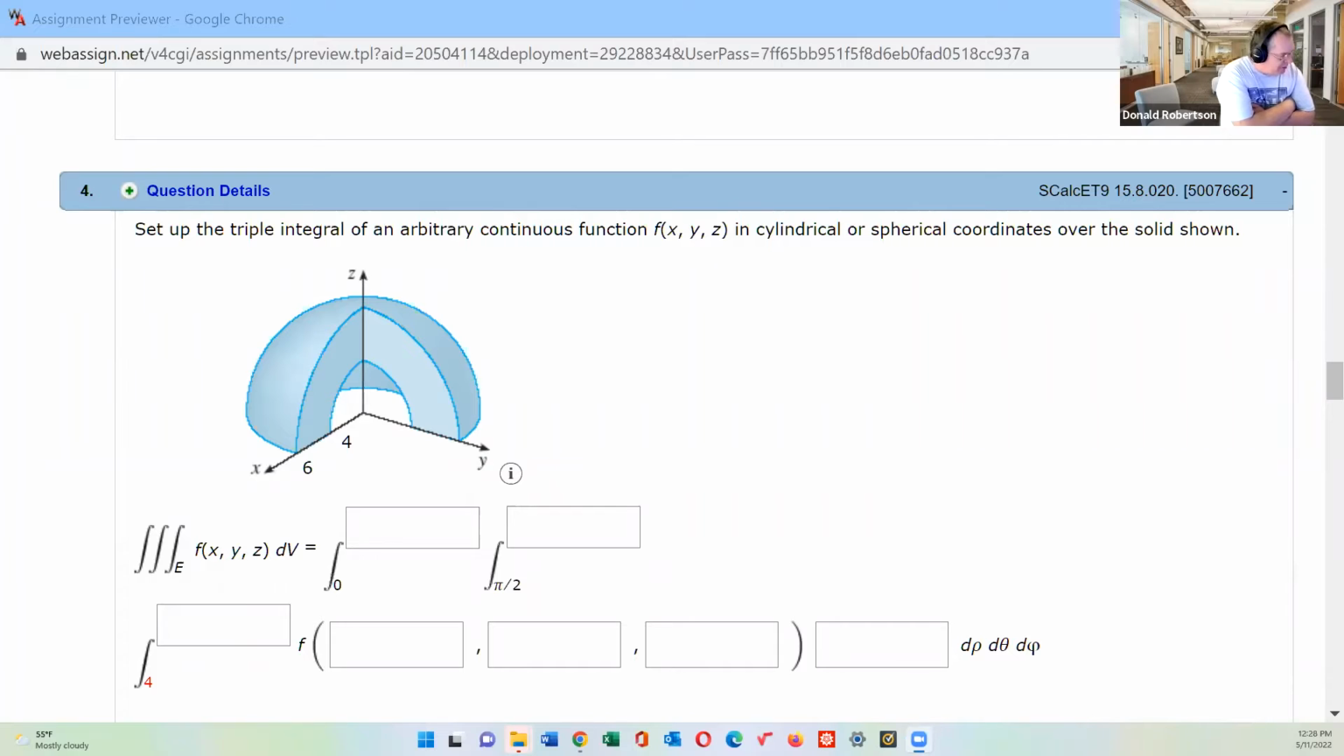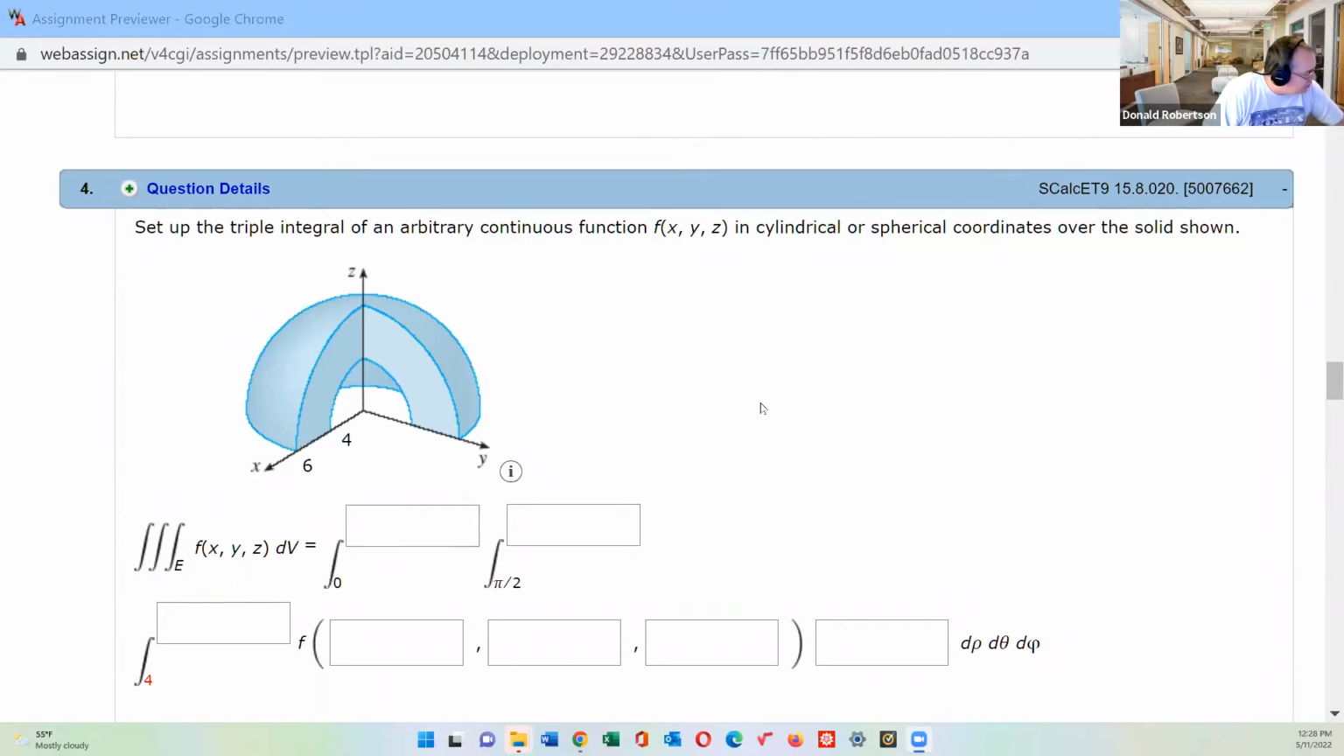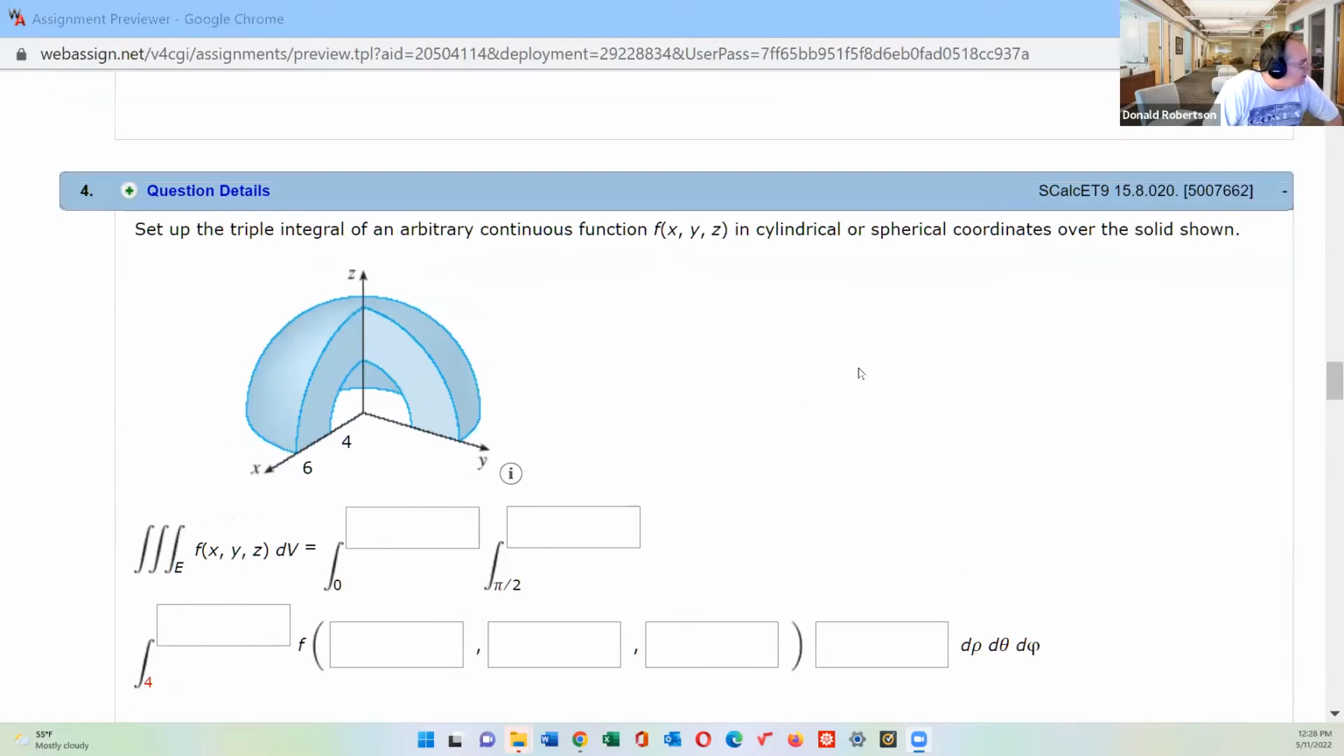This region is basically the top half of a sphere that they've cut the first octant out of, right? So it's like a sphere inside the sphere and the first octant is missing. Does that seem reasonable? So we have to figure out what the limits of integration are in this thing.